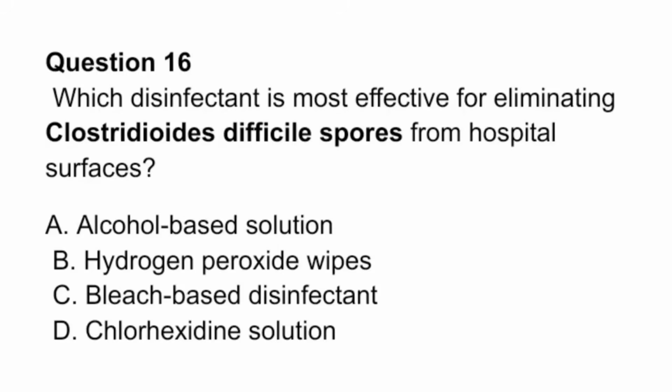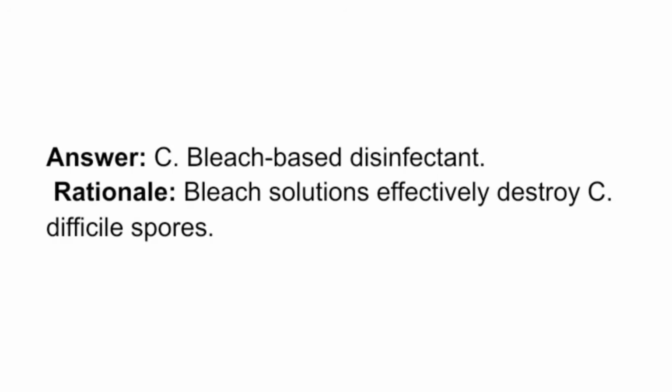Question 16. Which disinfectant is most effective for eliminating Clostridioides difficile spores from hospital surfaces? A. Alcohol-based solution. B. Hydrogen peroxide wipes. C. Bleach-based disinfectant. Or D. Chlorhexidine solution. Answer: C. Bleach-based disinfectant. Rationale: bleach solutions effectively destroy C. difficile spores.